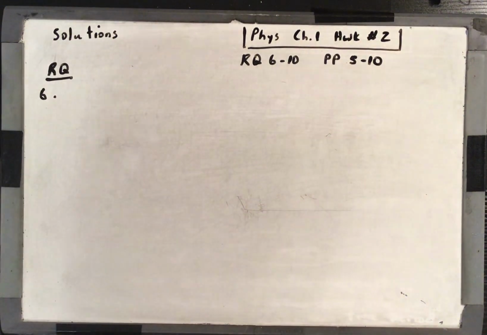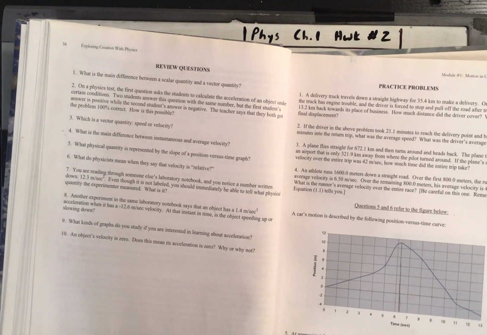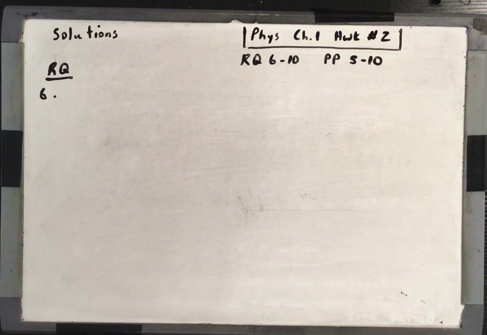Right, this is chapter 1, homework number 2, solutions video. I'm going to start with review question number 6. We're on page 34 in the book, and I'm not going to put the book on the screen, just going to read them to you. So number 6, if you'll just follow along.